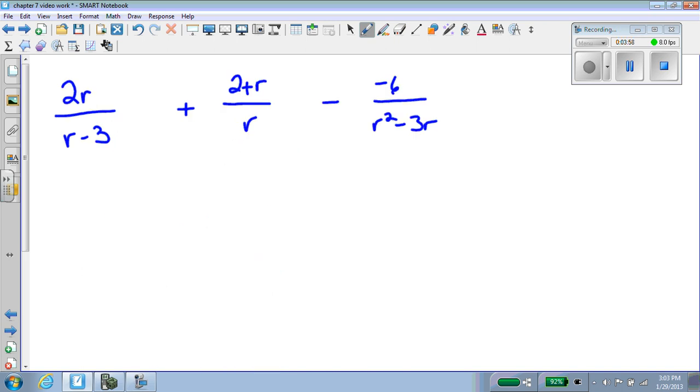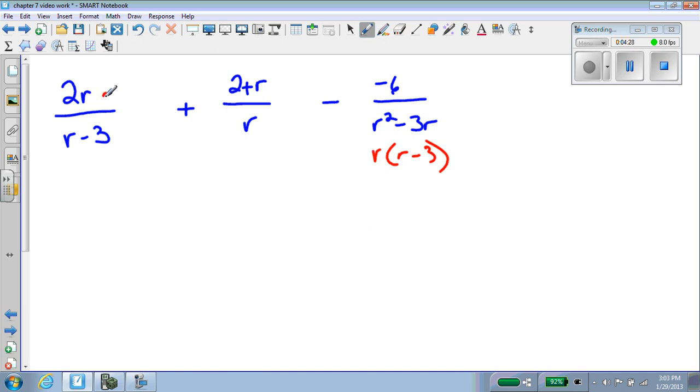Here I have 3 denominators, and they look like they are all different. I have r minus 3, I have r squared minus 3r. However, this denominator is, if I factor it, r times r minus 3. So I have an r minus 3, I have an r, and I have an r times r minus 3. So I think the common denominator is r times r minus 3.